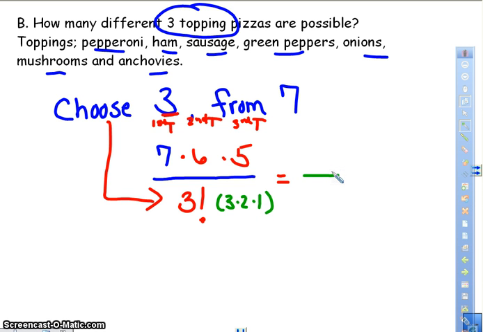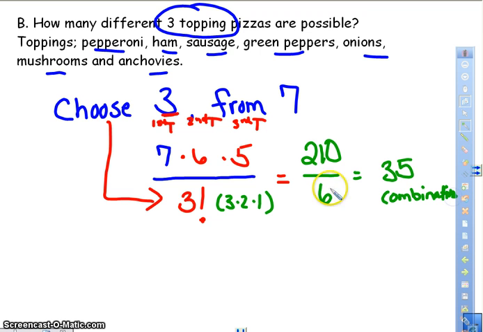So I'm going to plug these into my calculator, and I know 7 times 6 is 42, times 5 is going to be 210. Then I'm going to take 3 times 2 times 1. Well, 3 times 2 is 6, times 1 is 6 as well. So 210 divided by 6 is 35. So you have 35 different types of pizzas that you could create given those toppings. So you have 35 different combinations of pizza.